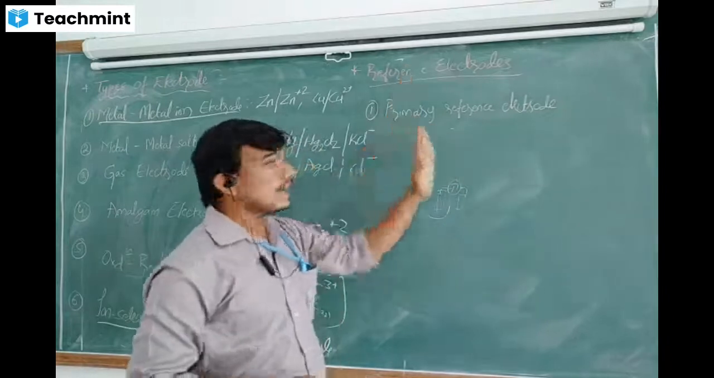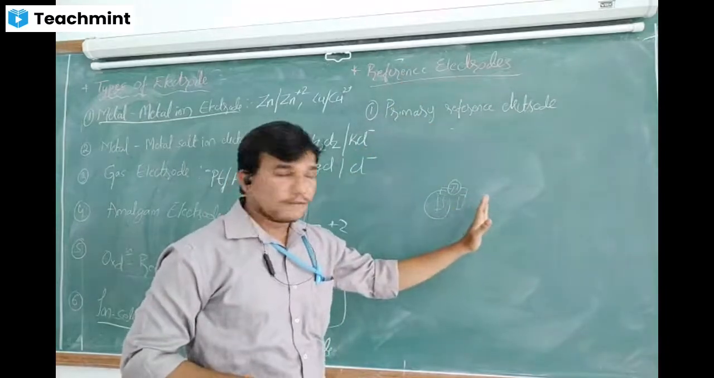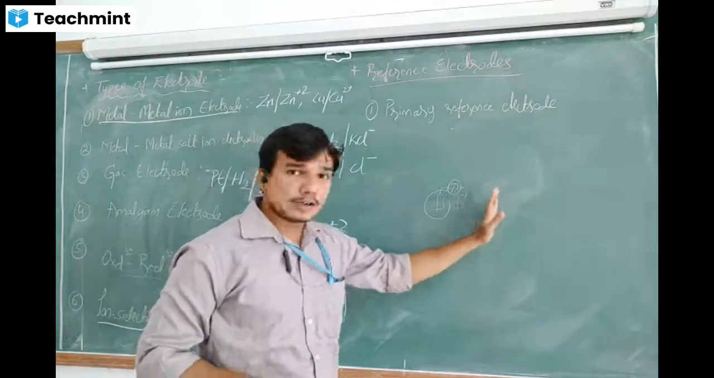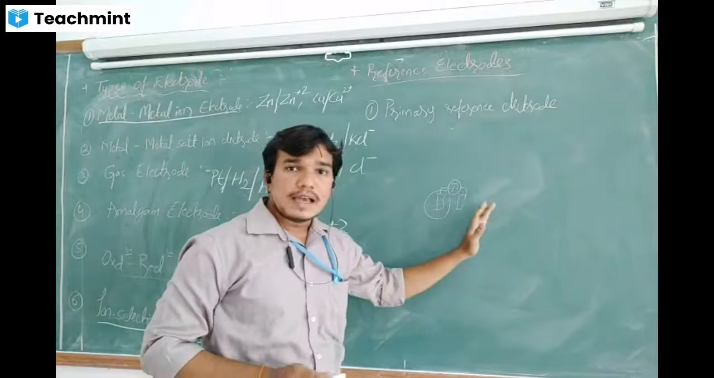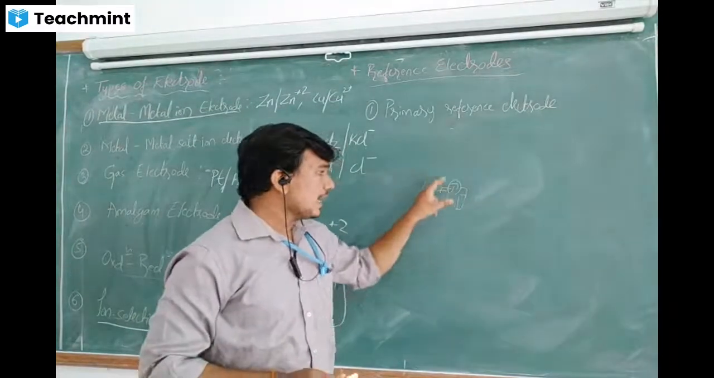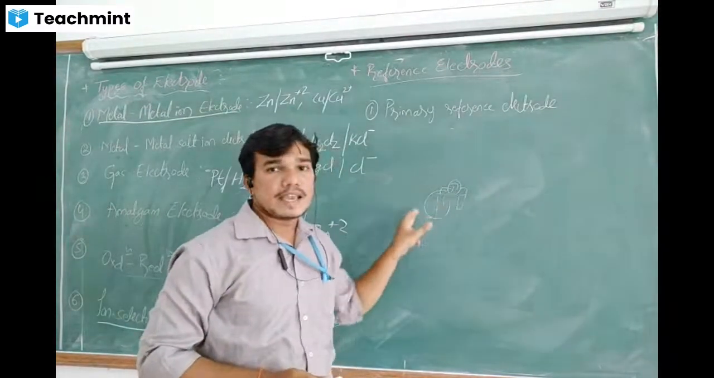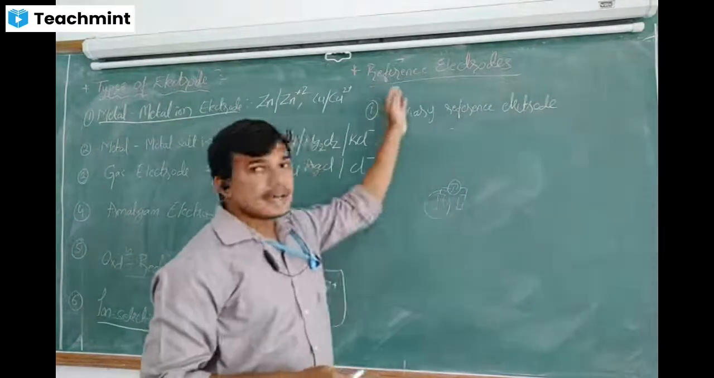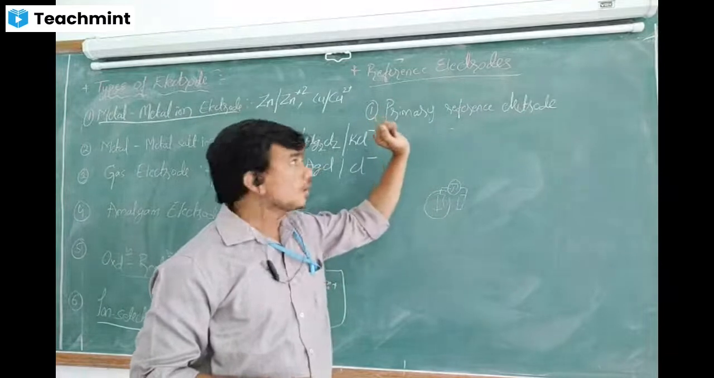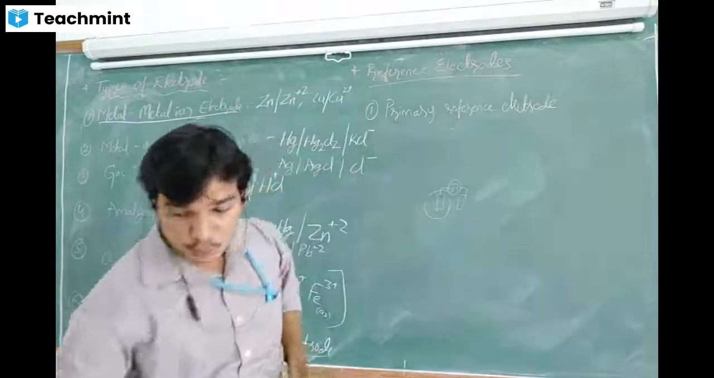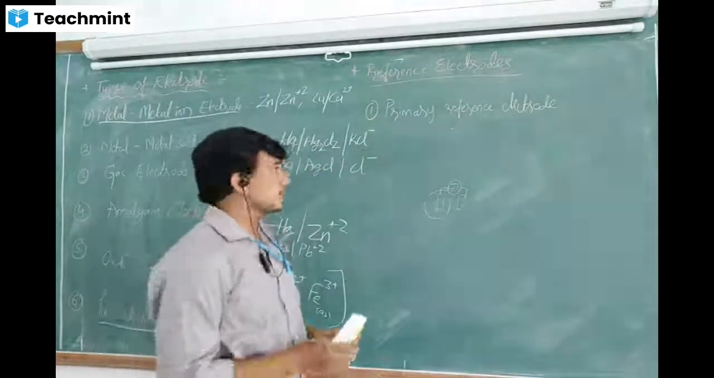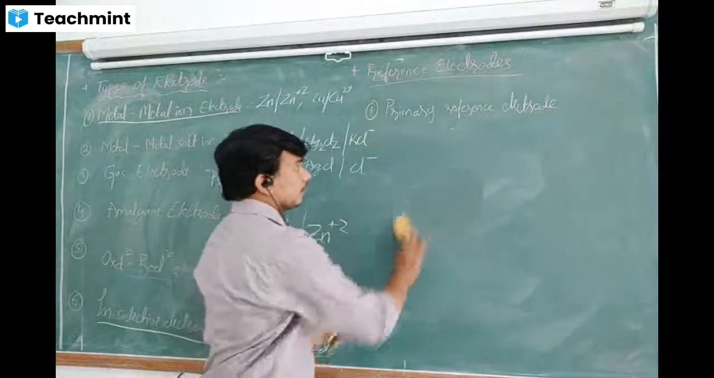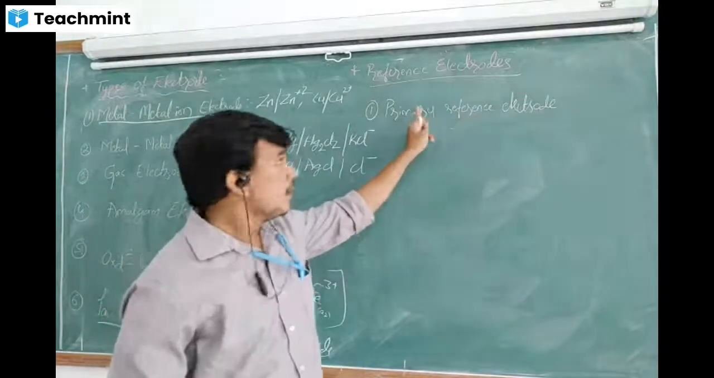How can we define a reference electrode? Reference electrodes are the electrodes with which the electrode potential of any other metal can be compared or measured. Okay, there are 2 types of reference electrodes. The first one is what?